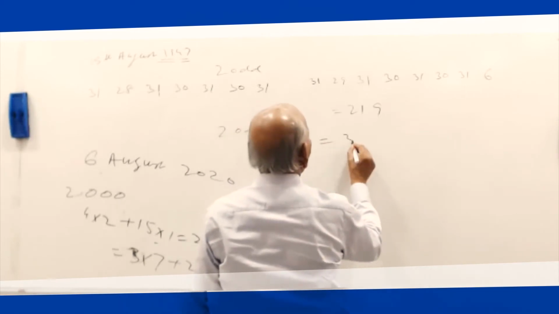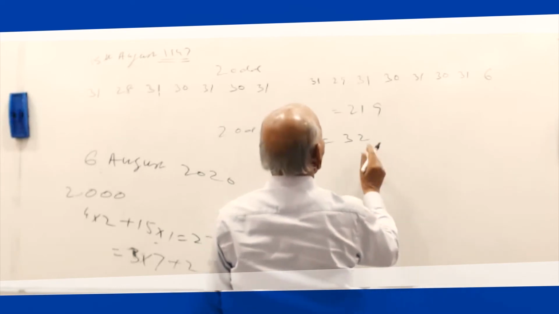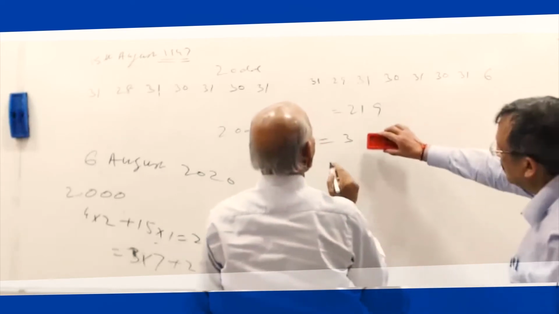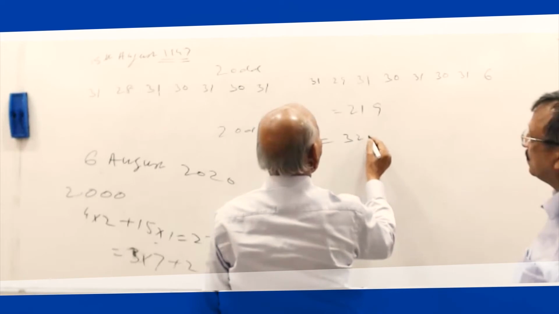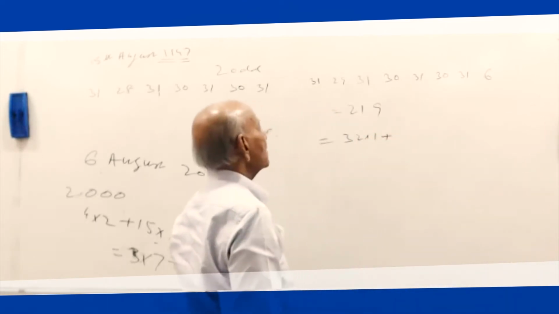So you can convert it into weeks. So how many weeks? 3, 2, 1 plus how many days? 7.